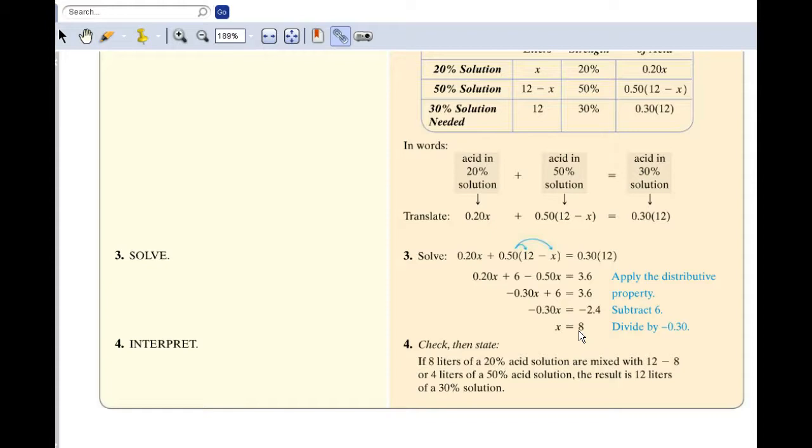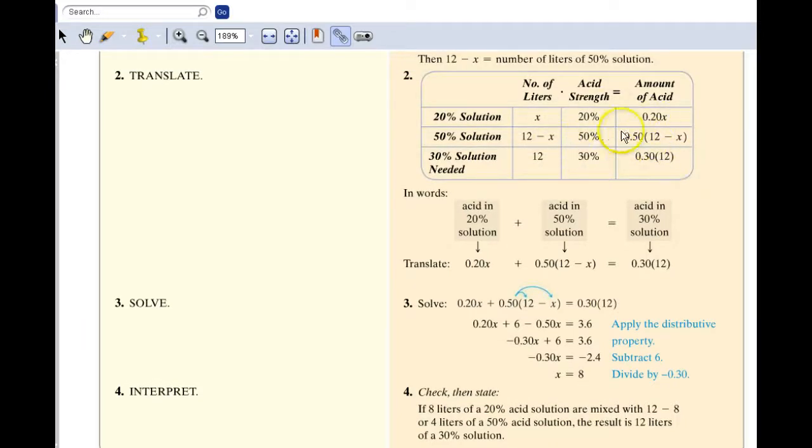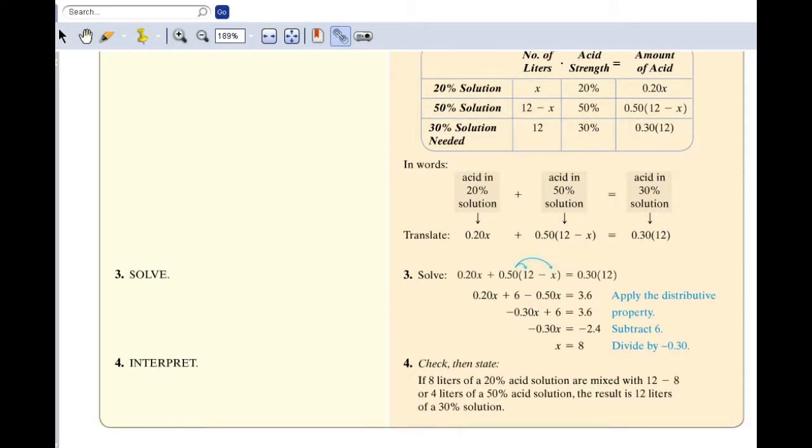So if x is 8, what is the other part? Well, you subtract the 8 from the 12, and you get 4. So your answer statement is you will need 8 liters of the 20% and 4 of the 50% to end up with a mixture of 30%. Very, very typical of what it is. And it wouldn't take too long to make a little chart like this if that's what you have on your final exam. All right, let's go on.